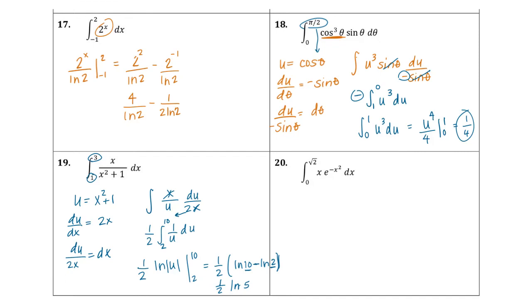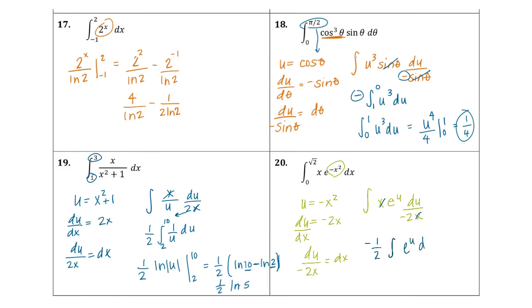All right, and finally, number 20, we are going to let u be this exponent as usual. So u is going to be negative x squared. Du dx is going to be negative 2x. So du over negative 2x equals dx. And we're going to integrate. We have x, e to the u, and then du over negative 2x. Again, those x's are going to cancel. So those cancel. We're going to move out that negative 1/2.